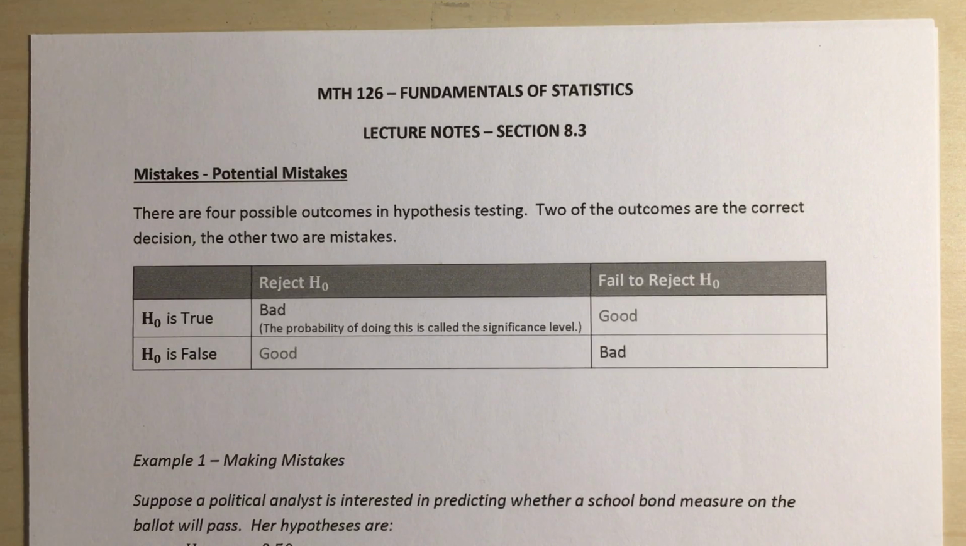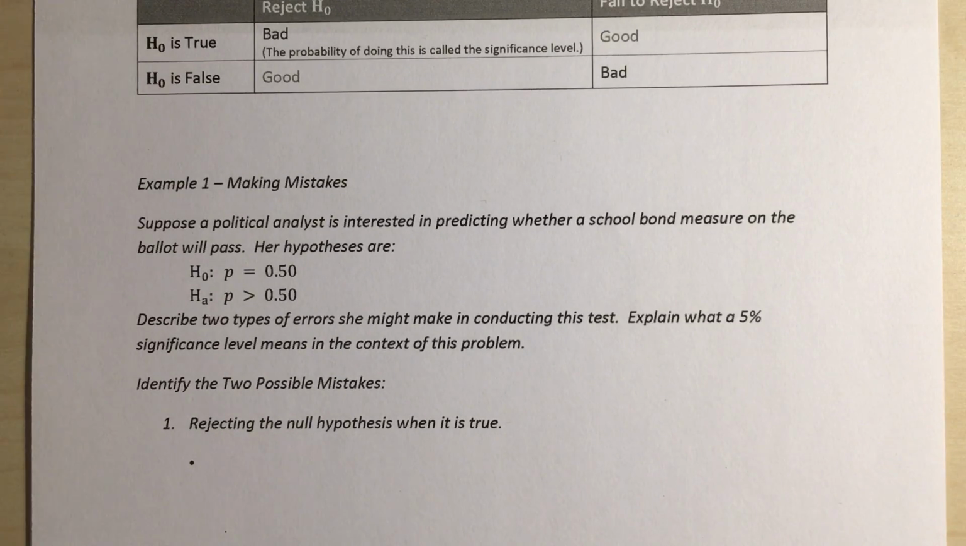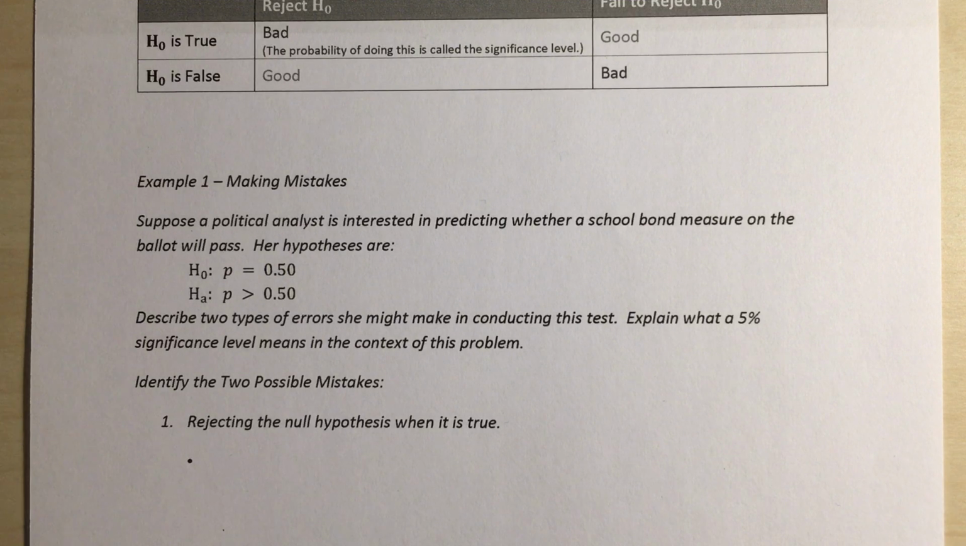Just a reminder, the probability of rejecting our null hypothesis when it is true is called the significance level. So that's one way we are minimizing our mistakes. In this first example in this section, we're going to look a little more at these mistakes. Suppose a political analyst is interested in predicting whether a school bond measure on the ballot will pass. Her hypotheses are: null hypothesis P equals 0.50, alternative hypothesis P is greater than 0.50. Describe the 2 types of errors she might make in conducting this test. Explain what a 5% significance level means in the context of this problem.